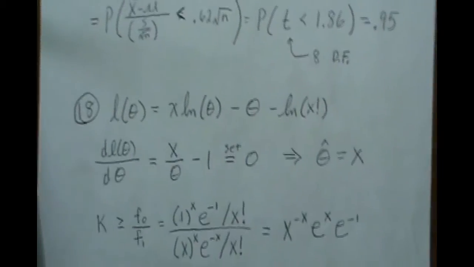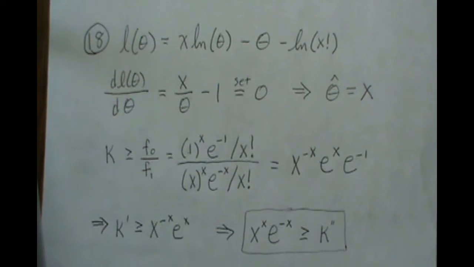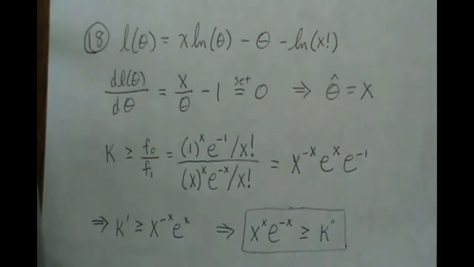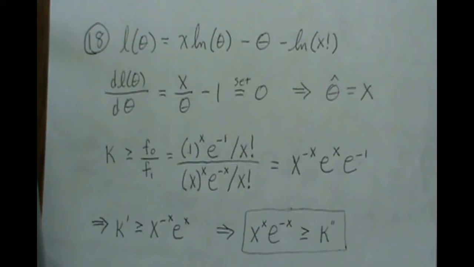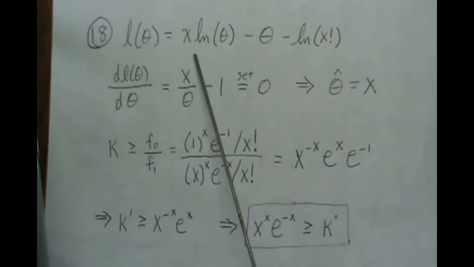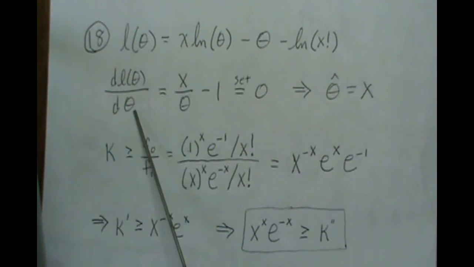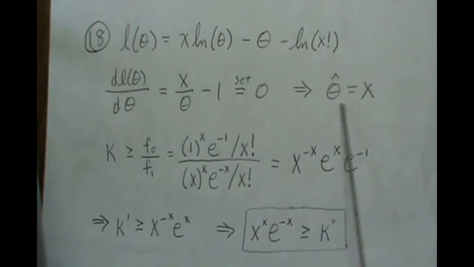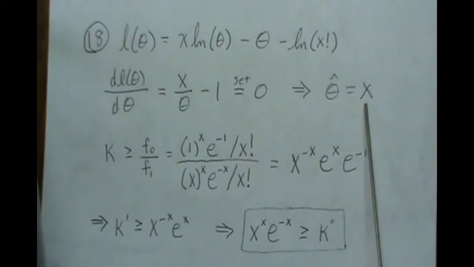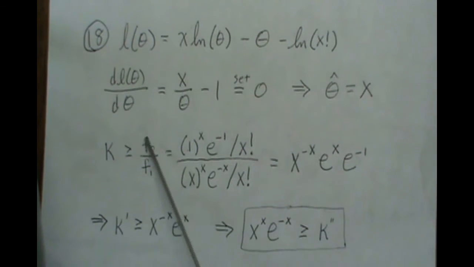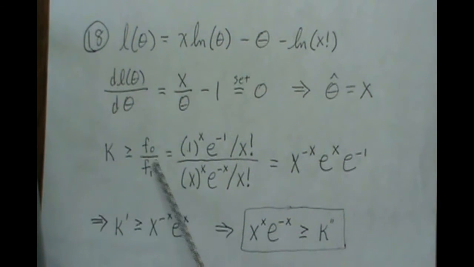So number 18, it's asking us to find the likelihood ratio critical region. So we are given that it's a Poisson distribution, and we're taking a sample of size 1. So the log likelihood of a Poisson is this. And then we take the derivative of this log likelihood, set it to 0, and we get theta squared is equal to x.